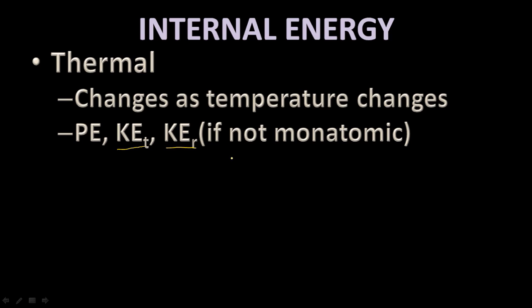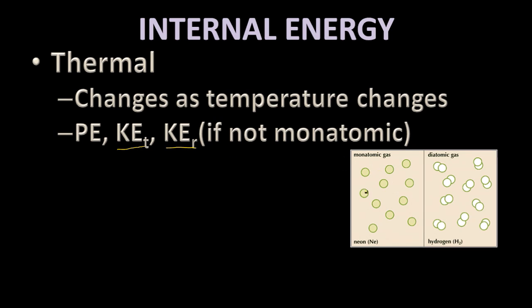Now, the rotational kinetic energy can happen if the molecules are not monatomic. And what I mean by that is this. In a monatomic gas, like what we have on the left side here, the molecules are basically just atoms. This would be like helium, for example, and other noble gases. A diatomic gas, such as hydrogen or oxygen, those molecules can rotate. And when they rotate, they will have a kinetic energy, as well as moving in straight lines, which would give them translational kinetic energy. So that's what I'm talking about when I'm talking about thermal energy.